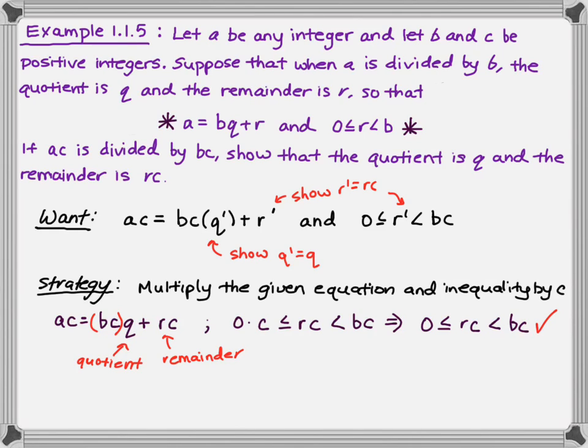So we've used the criteria from the division algorithm to show that AC equals BC times Q plus RC, and 0 is less than or equal to RC, strictly less than BC. And that precisely shows that when AC is divided by BC, the quotient is Q and the remainder is RC.